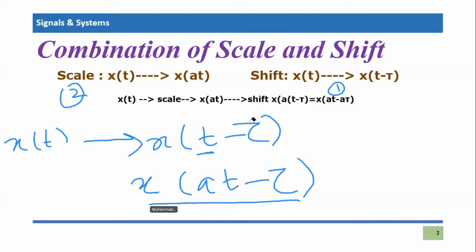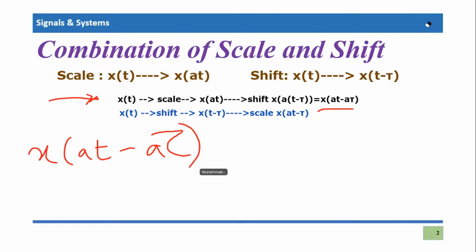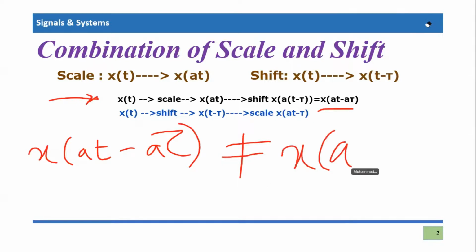So let me note it down for you, then we will compare. These are the two different outputs. In the first sequence of time operations, we first choose the scale and then the shift operation, and the output was x of at minus a tau. While it is not equal to the case when we applied first shift and then scale, where the output was x of at minus tau.